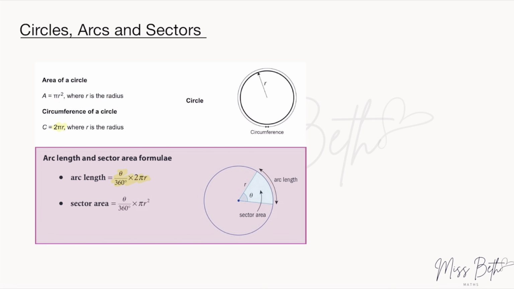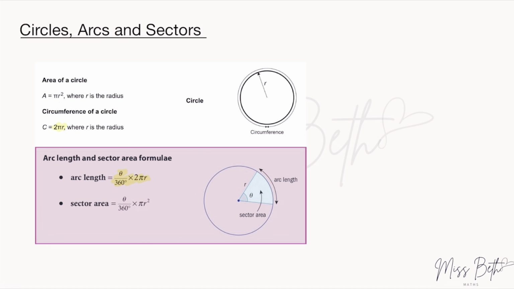Okay, we still have our 2 pi r in the formula, but the theta over the 360 is the proportion of the circle that you've got. Okay, so in a full circle, we have 360 degrees. For a arc length, we only have part of the circle. Okay, so you need to know what that angle is for the arc length that you have.